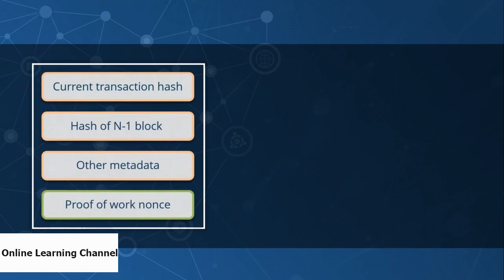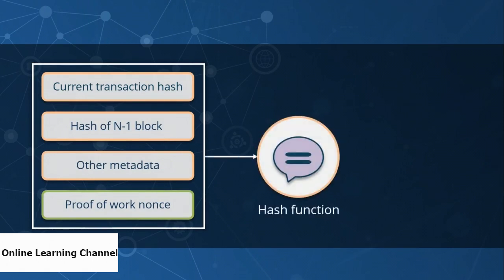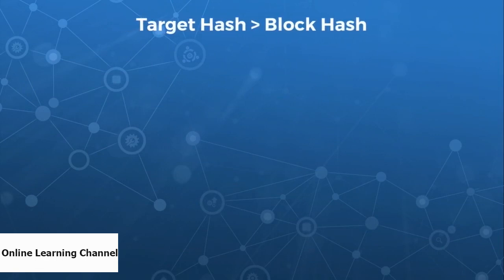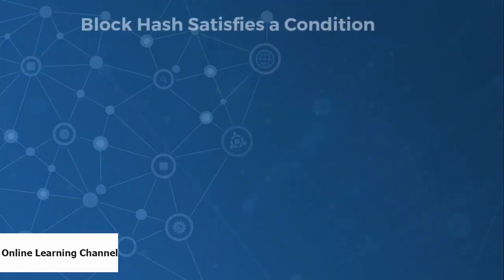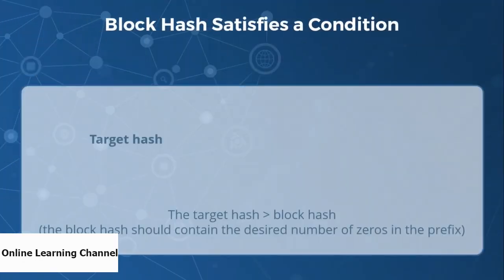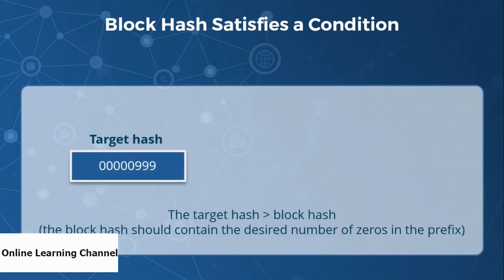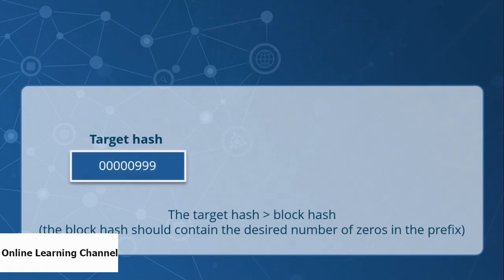All of this block data will then be fed into a hashing function, and the output of that function will be the block hash. And as we have discussed already, this block hash must fulfill an arbitrary and difficult condition. And what exactly might this condition look like? Well, an example is that the block hash must contain a certain number of zeros in the prefix. So for example, Ethereum may set a target hash which starts with 5 zeros, and it is up to the miners to come up with a block whose hash value is less than this target hash.